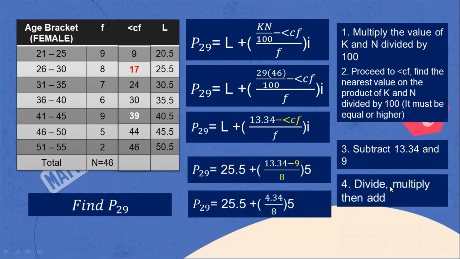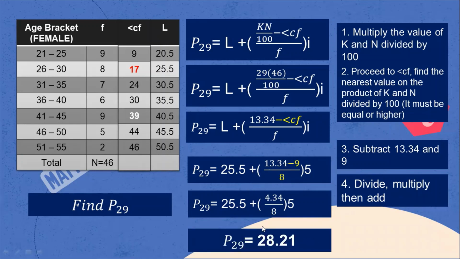Then next step, divide, multiply, then add. Divide 4.34 by 8, times 5, plus 25.5. The score on percentile 29 is equal to 28.21. I hope you were able to follow our very simple instructions for today. And I hope you were able to follow how to get the score on the quartile, decile, and percentile.